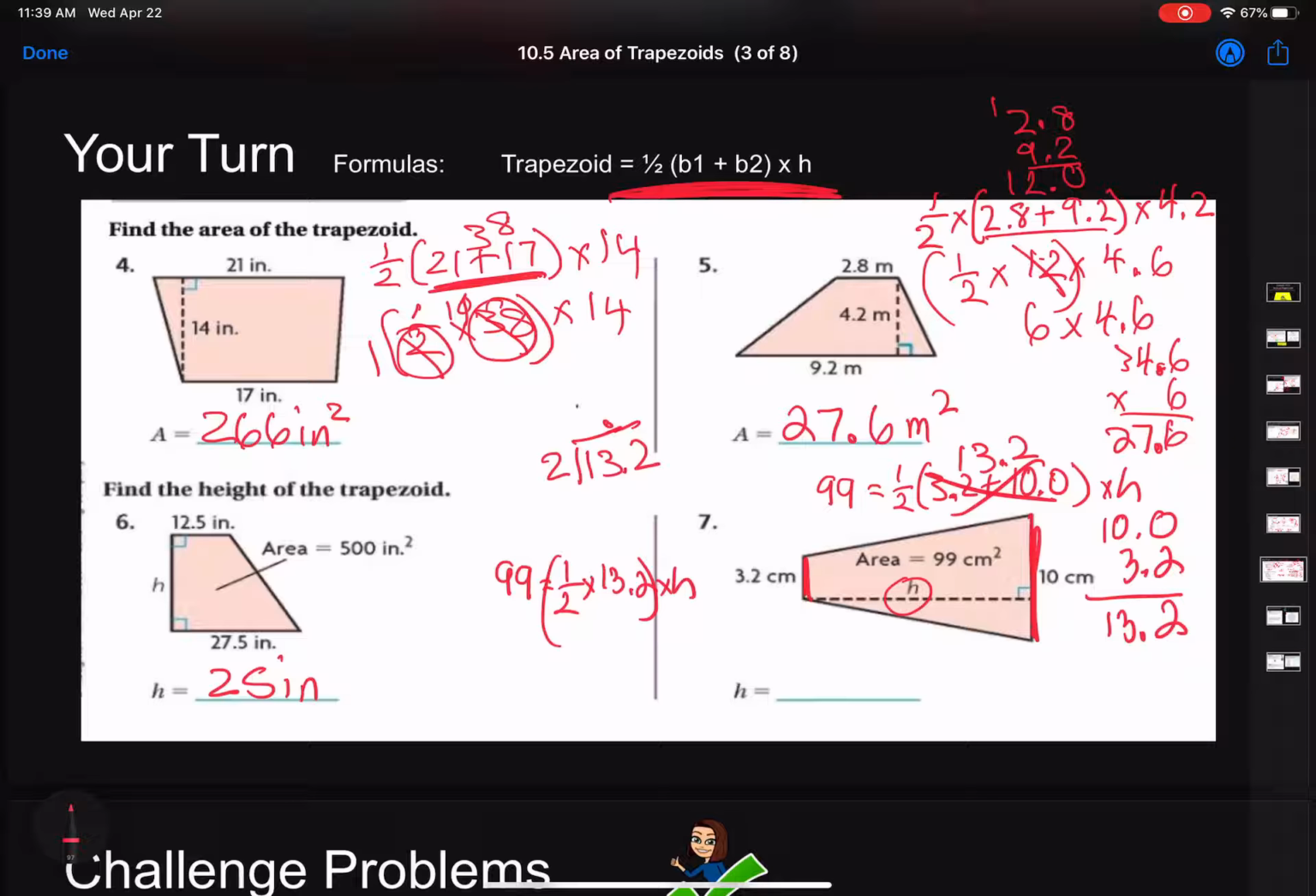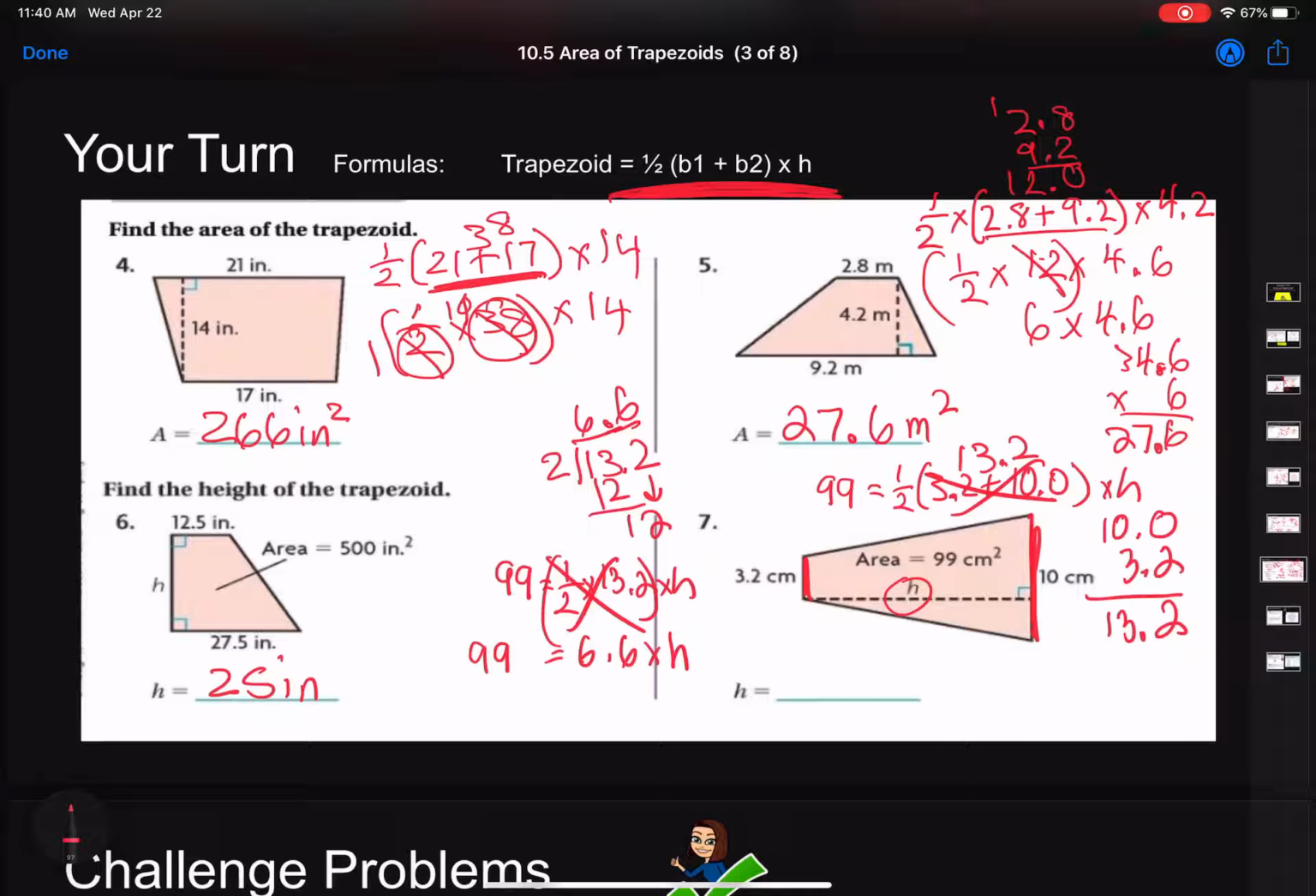So 2 goes into 13 6 times. It's 12. Subtract, you have 1 left over. Bring that 2 down. 2 into 12 is 6 again. So this gives me 6.6, or 6 and 6/10, times h. And don't forget to bring down your area, which is 99. Okay, so you're going to see here that I have 99 equals 6 and 6/10 times h.